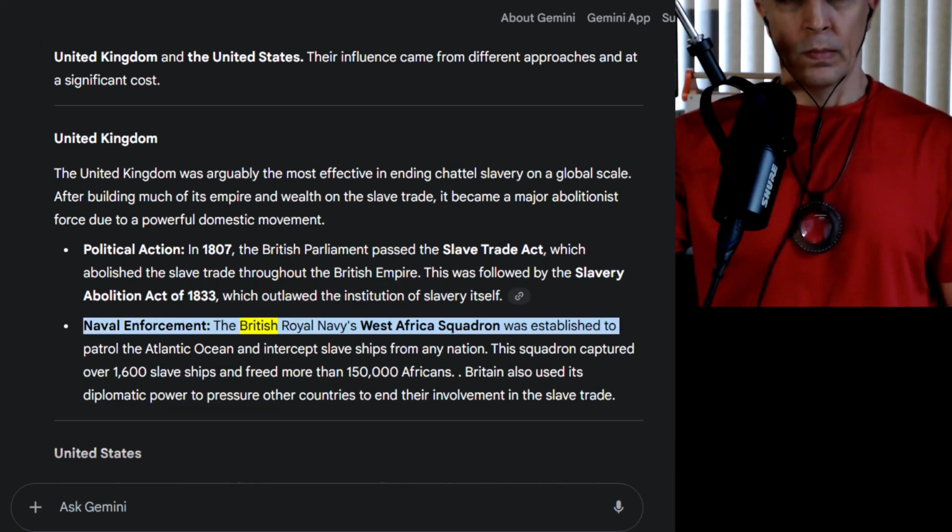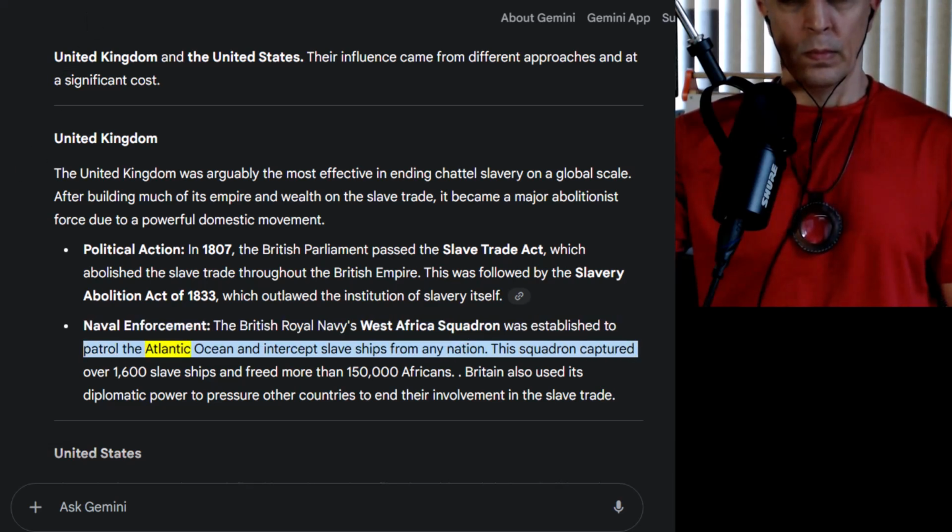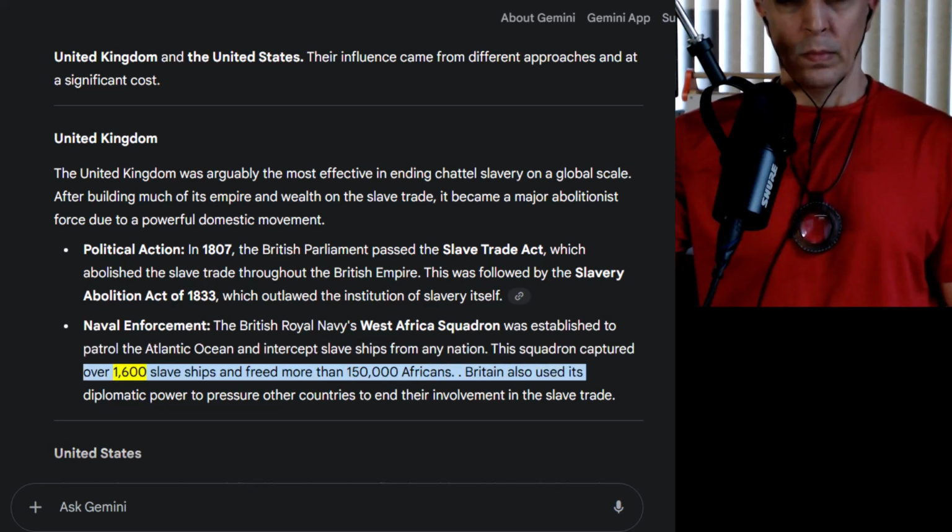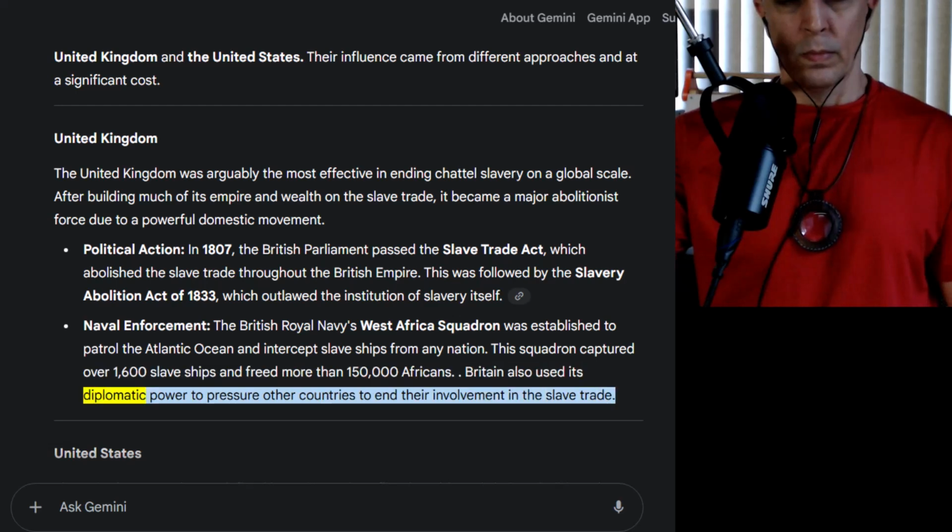Naval enforcement. The British Royal Navy's West Africa Squadron was established to patrol the Atlantic Ocean and intercept slave ships from any nation. This squadron captured over 1,600 slave ships and freed more than 150,000 Africans. Britain also used its diplomatic power to pressure other countries to end their involvement in the slave trade.